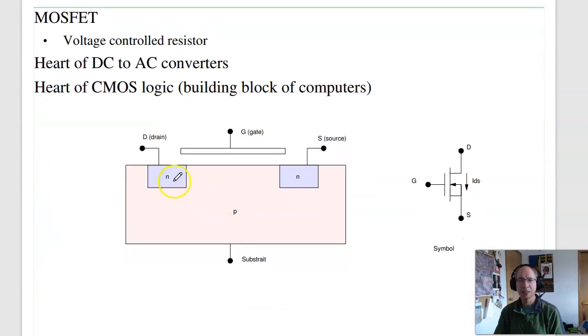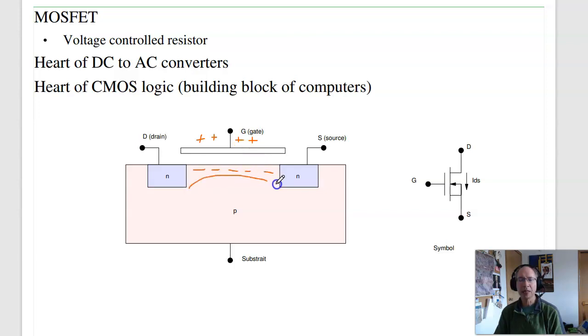MOSFET is a semiconductor device. If I have an N channel, P channel, N channel, normally there's no current flow because somewhere in here is a reverse bias diode, a PN junction going backwards. If, however, I apply a plus voltage to the gate, that will attract electrons to the surface. And now what I have is an N channel.